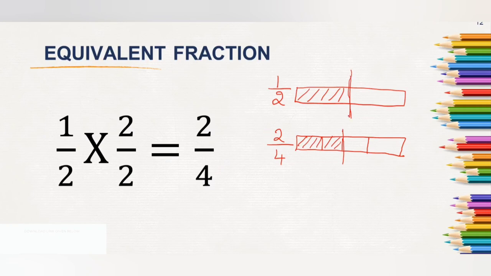Here also you are getting the same part. Here also you are getting the same part. The only thing is the fraction is different. And 1 by 2 and 2 by 4 are equivalent fractions. Means the same. So we can find them by multiplying with the same number. You can't write a different number in the numerator place and a different number in the denominator place and multiply. You will get a different answer. That cannot be an equivalent fraction. On both sides, it has to be the same number, and when you multiply with the same number, you will get the equivalent fraction.